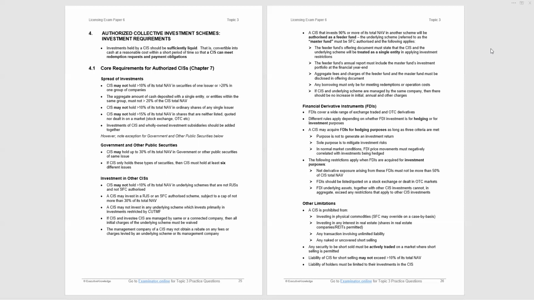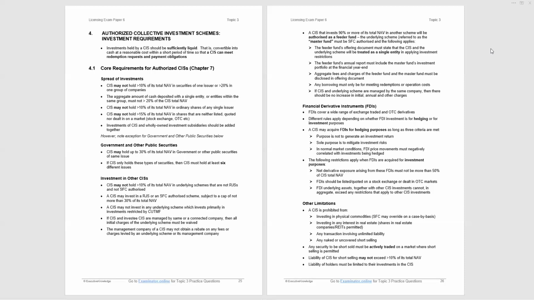Now, 4.1 looks at the core requirements for authorized collective investment schemes. This is general. We are going to look at specialized schemes in a moment, but this is more the big picture. Spread of investments. This is to ensure diversification and to reduce the concentration risk. And you will see all the conditions, greater than 10%, greater than 15%, you cannot hold, etc., split up into the spread of investments. The last bullet point under spread, I will emphasize. Investments of the collective investment scheme and wholly owned investment subsidiaries should be added together to apply the percentages that you can see in that set of points.